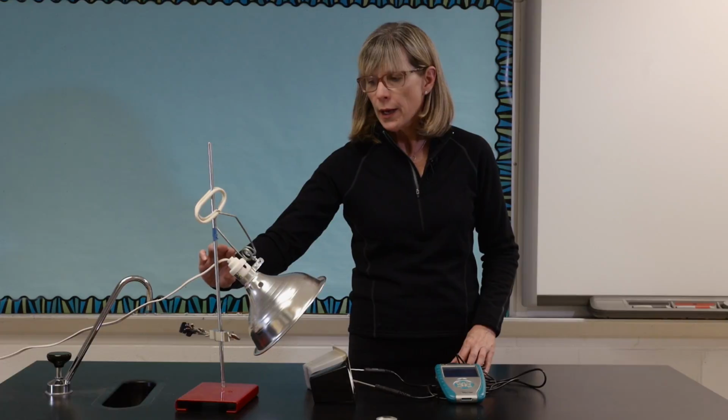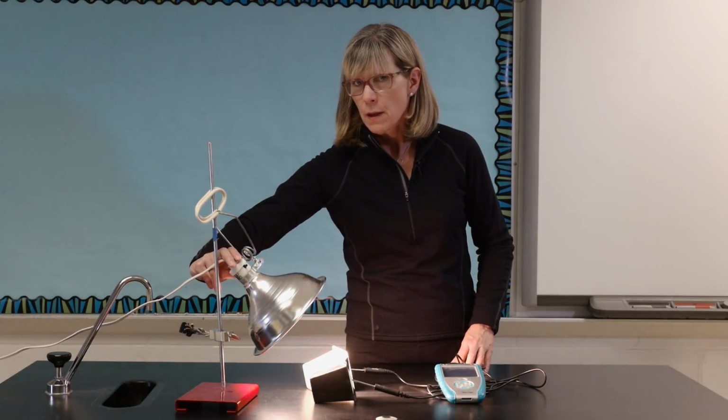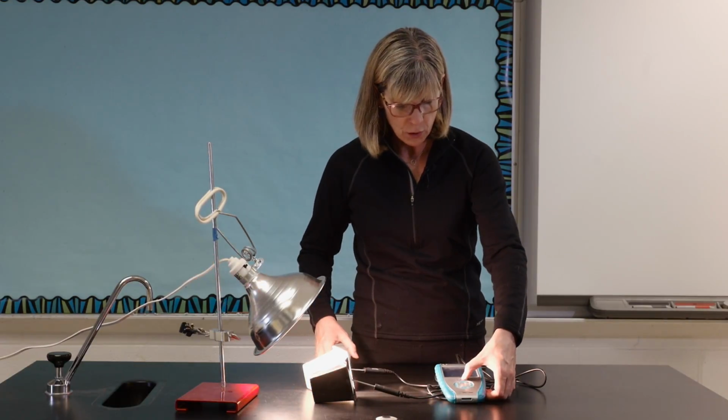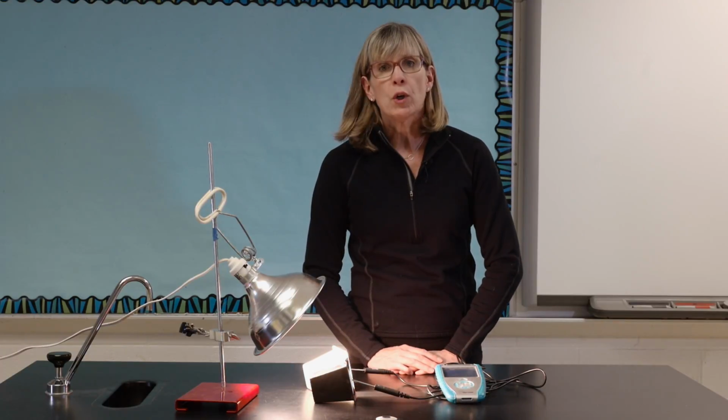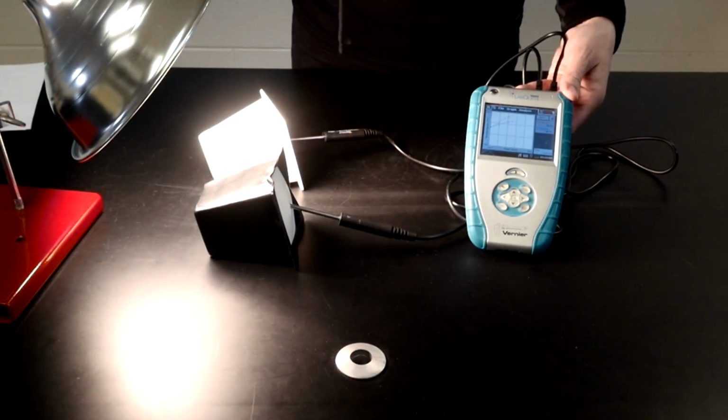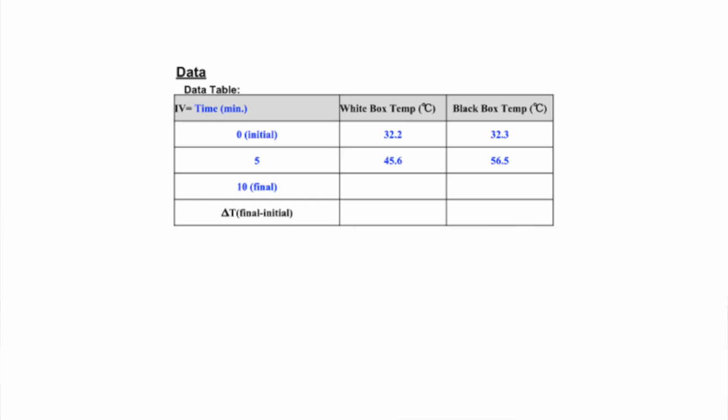I now turn the light on and the LabQuest so that the timer starts, and we'll record the next temperature at 5 minutes. It's now 5 minutes and the reading from the black box is 56.5 degrees C and from the white box is 45.6 degrees C. Those numbers are recorded in the row labeled 5 minutes.